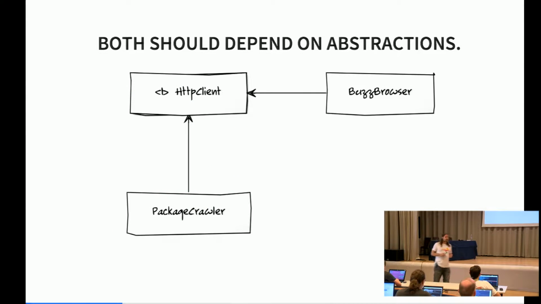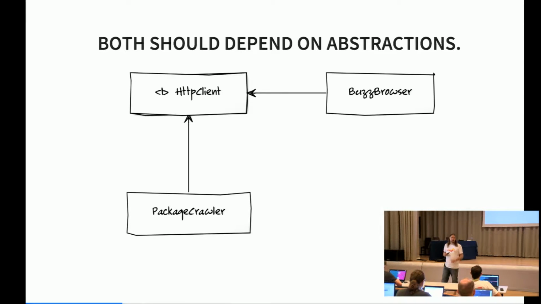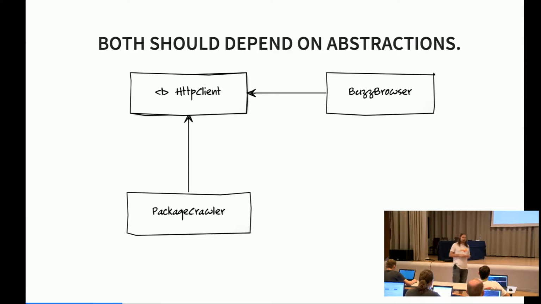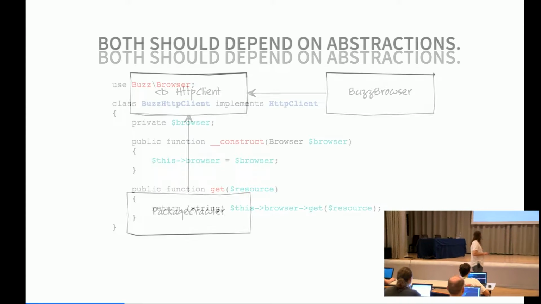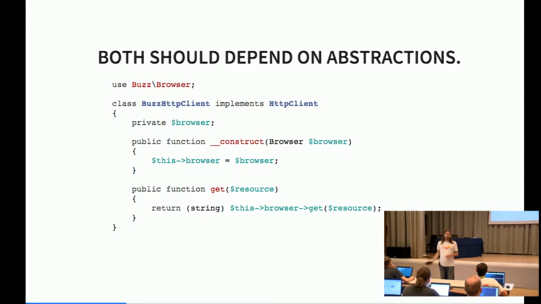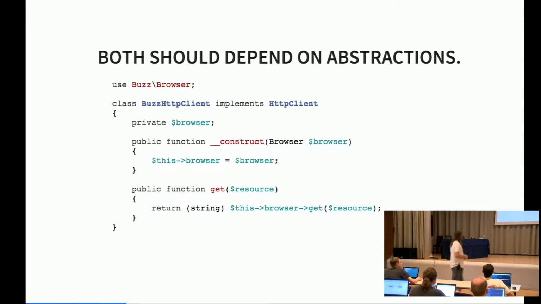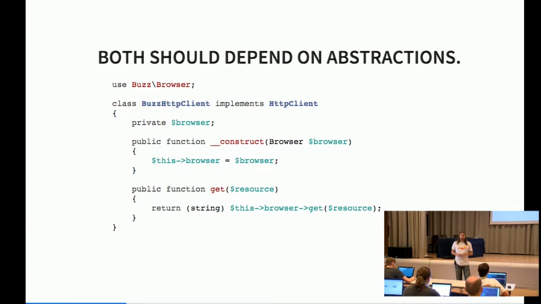And both should depend on abstractions. So also Buzz browser should depend on our abstraction. Obviously, we can't submit a pull request to Buzz browser's author and say, hey, could you implement this interface, because we need it in our project. That's not going to work. But there's a simple solution to this. We can use the adapter pattern and simply decorate the browser to adapt it to our interface.